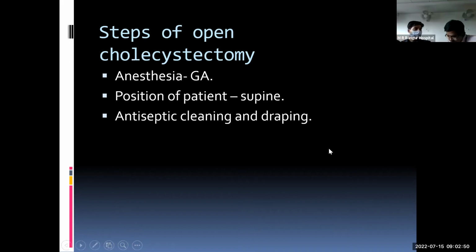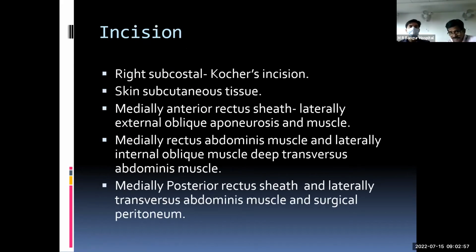Onkar, can you describe quickly the steps of open cholecystectomy, going by the salient steps? Starting with the anesthesia, we will go for general anesthesia with endotracheal intubation. After antiseptic dressing and draping, we will make a subcostal incision.